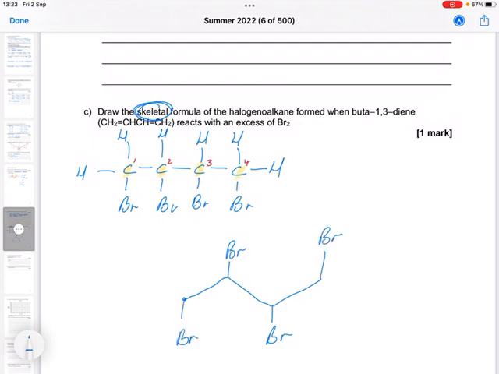And of course I've written 2 structures here. So at the moment, this one is correct and that one is incorrect. And if you leave it like that, you'll score 0 because this one here contradicts the correct answer there. So what you need to do with questions like this, if you're doing any working out, is make sure that you cross out your working out so it's clear what the correct answer is.